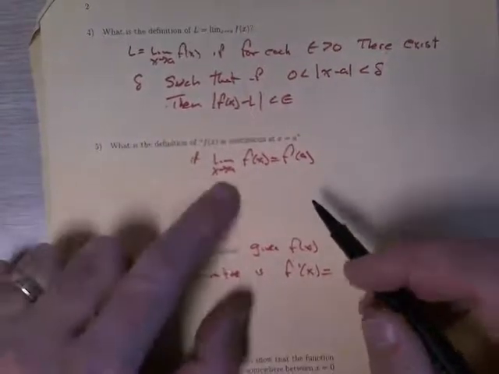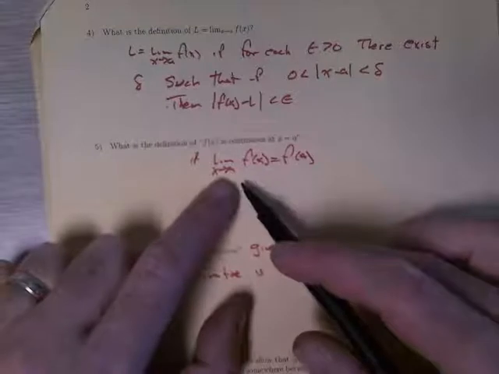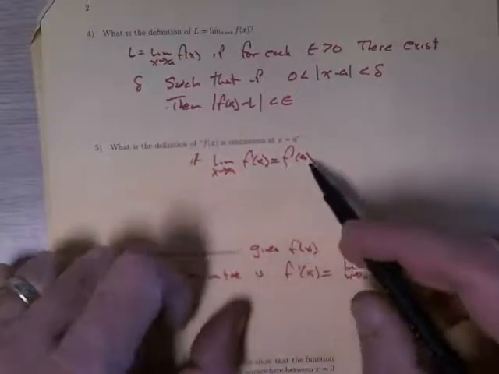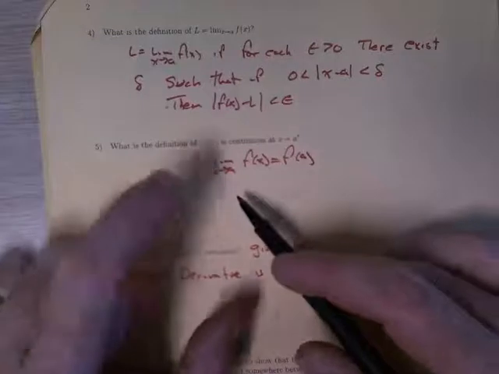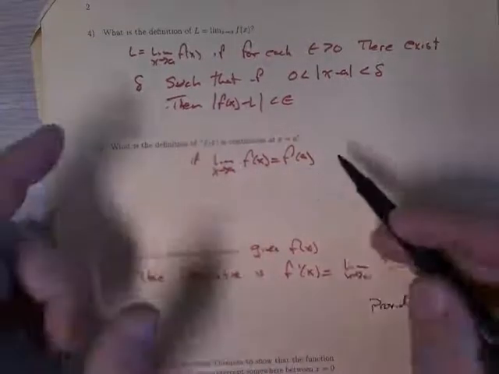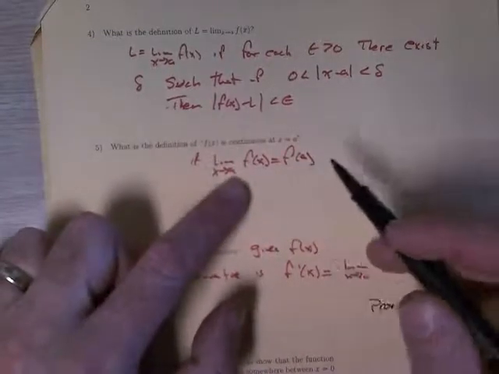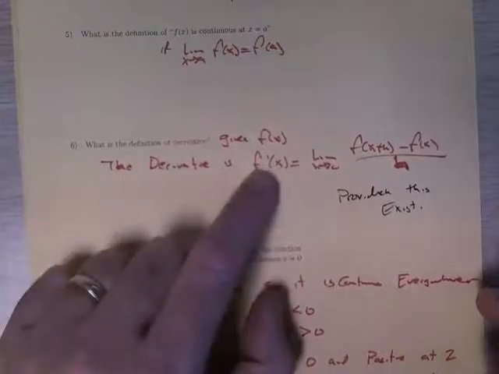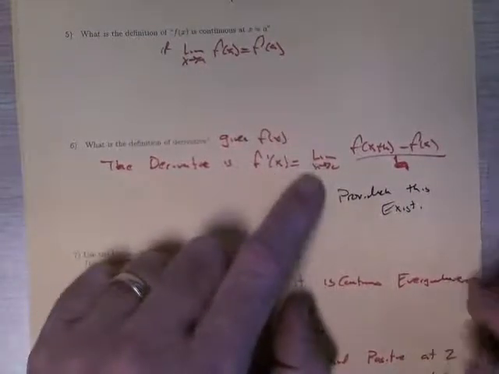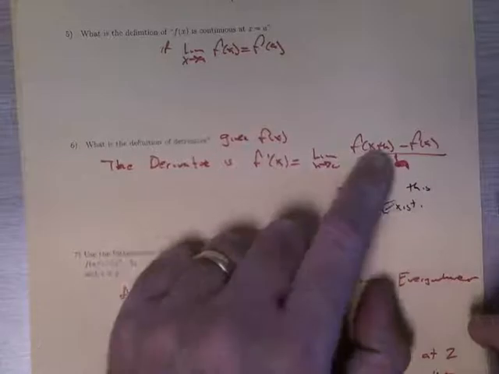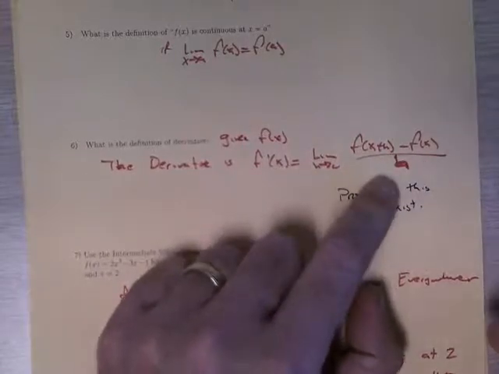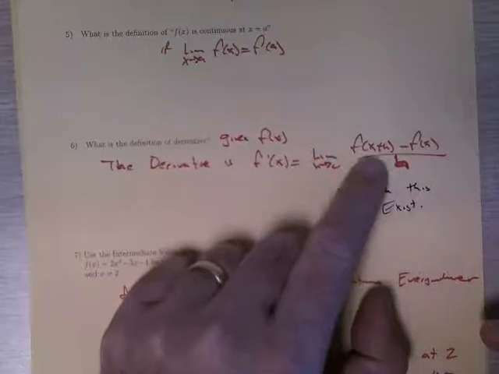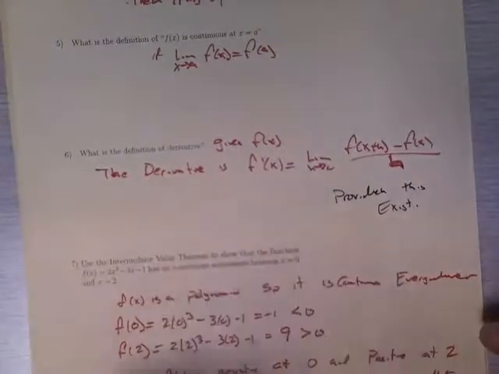Definition of continuous, really all you need: it's continuous at a if the limit as x goes to a of f of x is f of a. People included the 3 things. That means this exists and that exists and they're equal to each other. But just saying that they're equal to each other is enough for the definition. And what's the definition of the derivative? Given a function f of x, the derivative is another function, which we call f prime of x, and it is the limit as h goes to 0 of f of x plus h minus f of x all over h, provided, of course, that this limit exists.